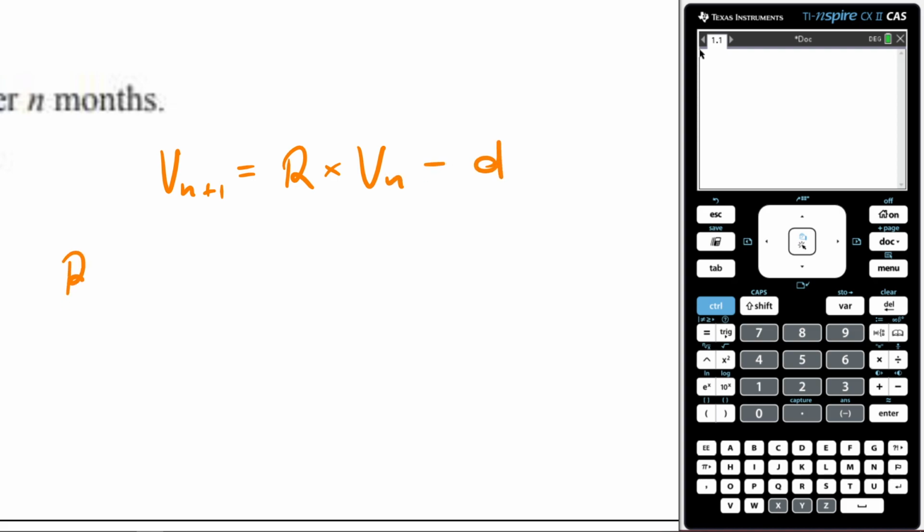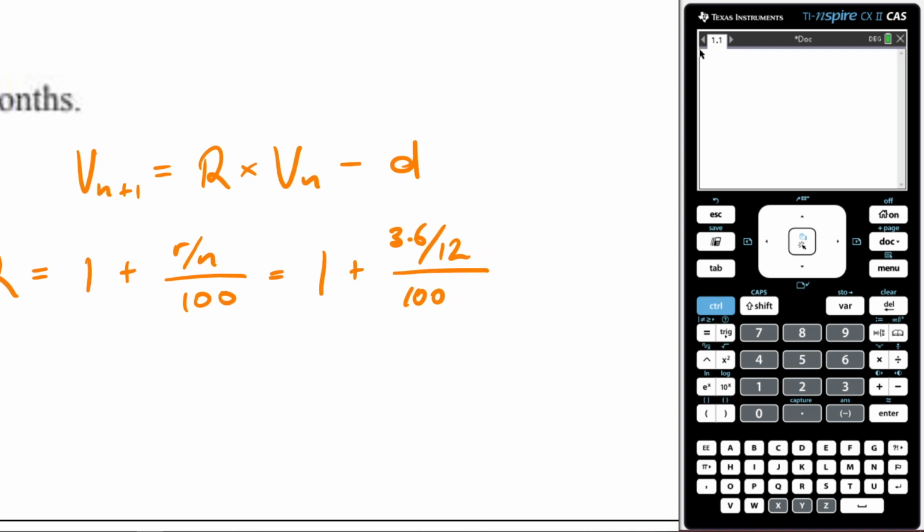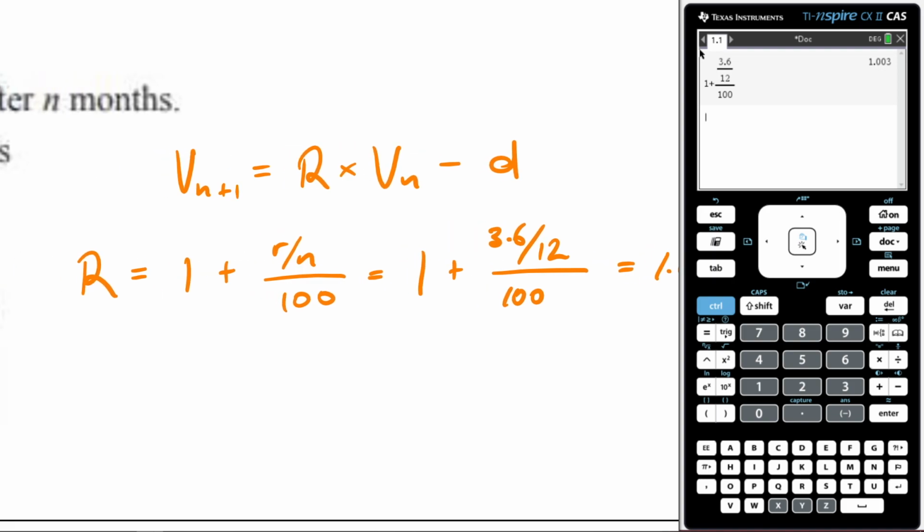How can I figure out what the R value is going to be? Well, it's going to be 1 plus little r over n over 100. In this case, it's going to be 1 plus, my interest rate was 3.6. It's compounding monthly, so it's divided by 12, over 100. If you put that into the CAS, let's do that. We're going to go 1 plus 3.6 divided by 12 over 100, and that is 1.003.